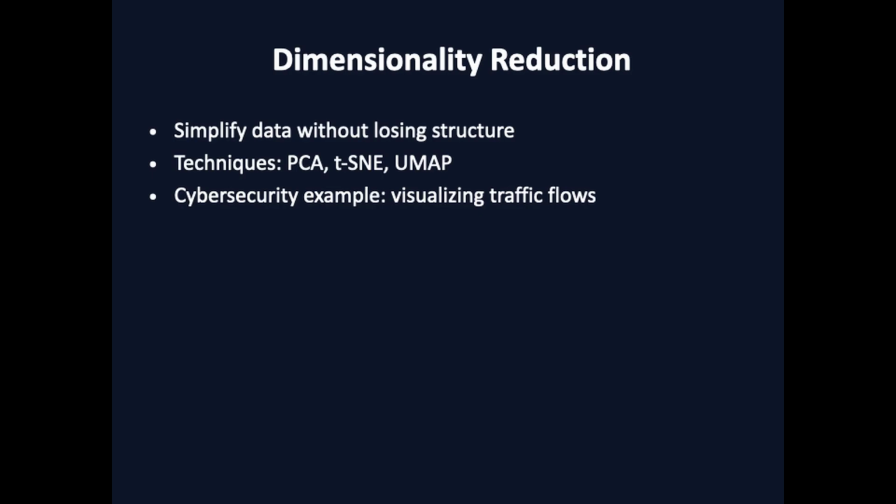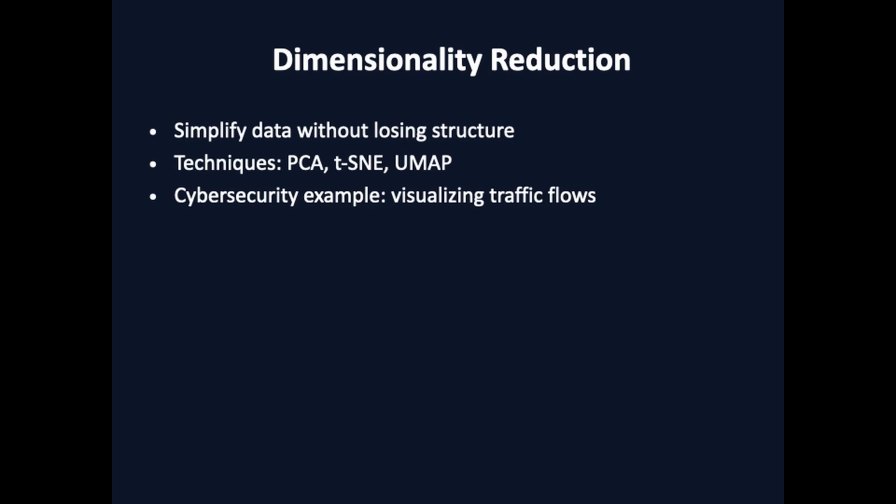It lets us compress the data set into fewer dimensions, usually 2 or 3, while trying to preserve as much of the original structure as possible. That makes patterns visible to us and often makes downstream algorithms like clustering or anomaly detection run faster and more effectively. We have 3 techniques that we talk about here within this slide.